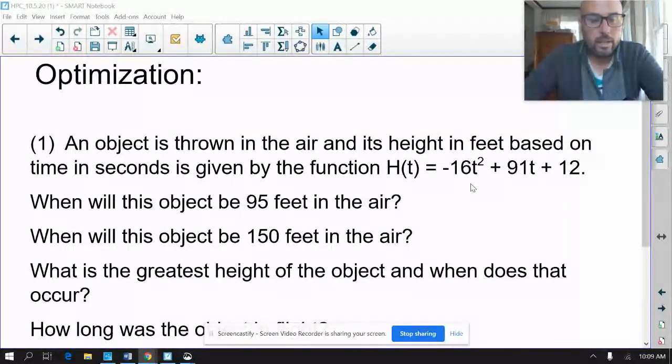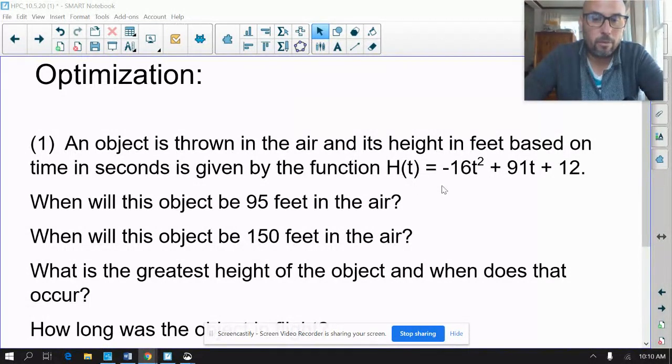situation where you're given a function. This function is the height function. It is describing the height of the object based on time. So time is the t value, the independent variable. And if you plug in a number for t, it will tell you the range. And the range in this case is the height. So it'll tell you the height of the object.